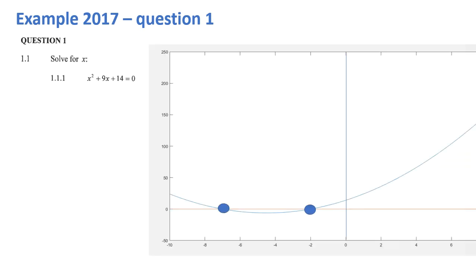The next question, let me just see what I did here. Oh, I made a plot for you of the function so that you can see, and I also indicated the roots over there. So the one is at minus 2 and the other one is minus 7, just for interest's sake, right?